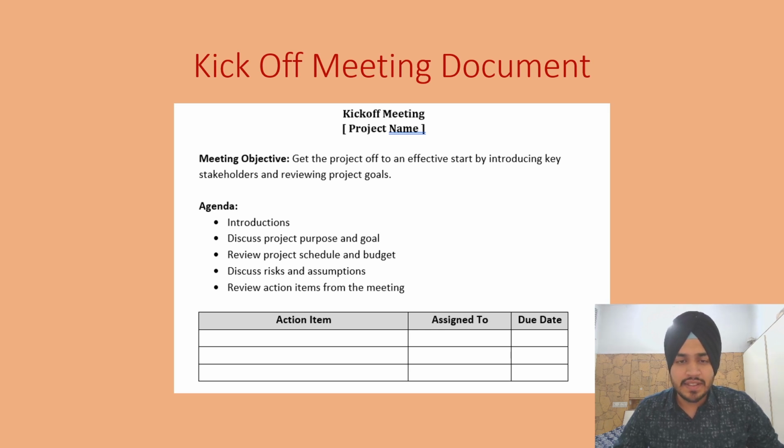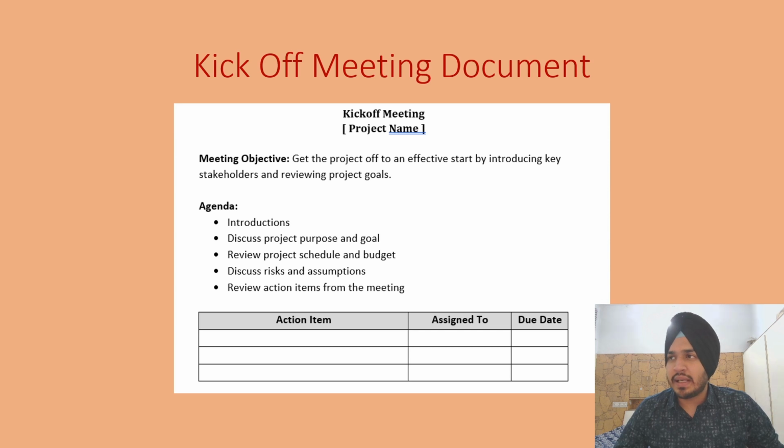First, the thing that would be mentioned in the kickoff meeting would be the meeting objective. In this objective, we'll be mentioning the project goals, and we will also mention the key stakeholders and their roles and responsibilities. After that, we would be mentioning the agenda. In the agenda, we would be mentioning the project purpose and goal, project schedule and budget, risks and assumptions, and action items from the meeting.